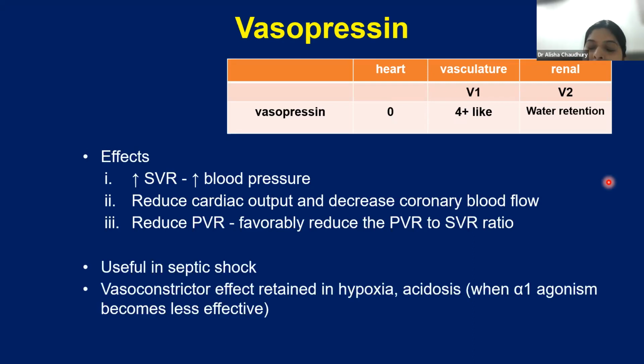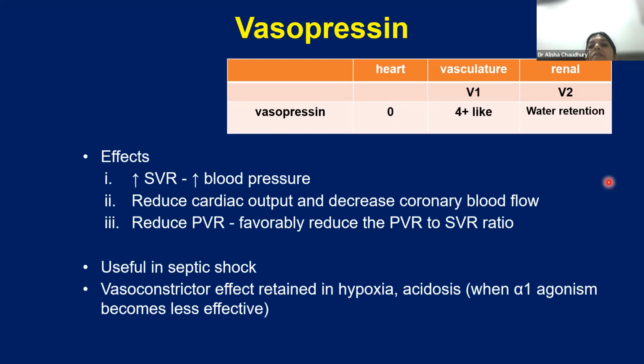It's also useful in septic shock as a second line, as we already know. And the vasoconstrictor effect is retained in hypoxia and acidosis, because in such cases the alpha 1 receptor agonism becomes less effective. So in those cases, it will be very helpful to maintain the vasoconstrictor effect. Also in septic shock, as we know, there is relative vasopressin deficiency. So to come down on the catecholamine requirements, that is NORAD and adrenaline, vasopressin will be really helpful.